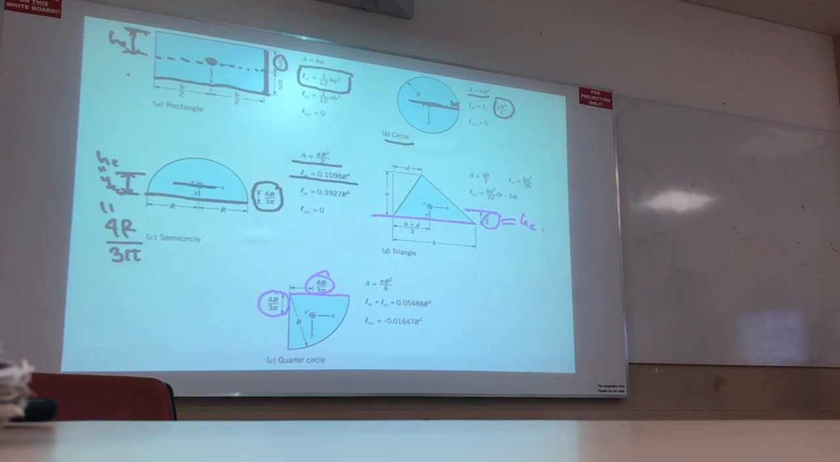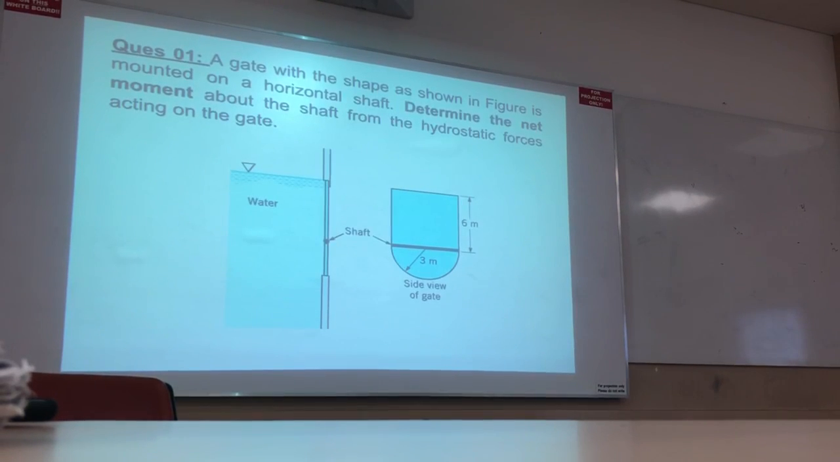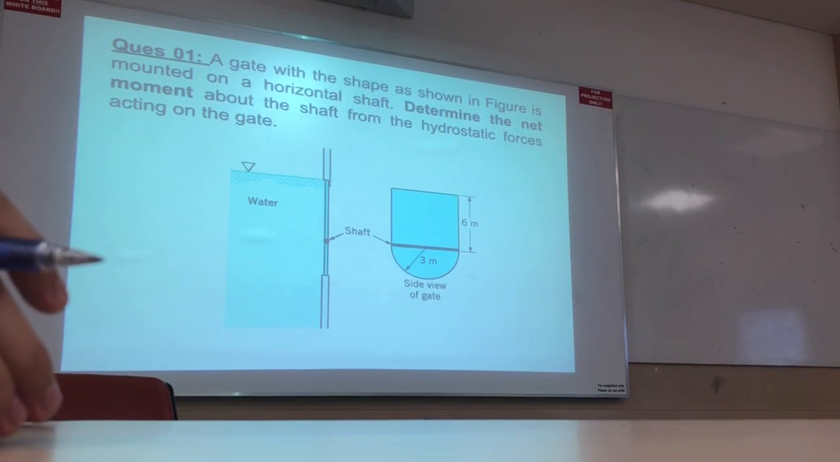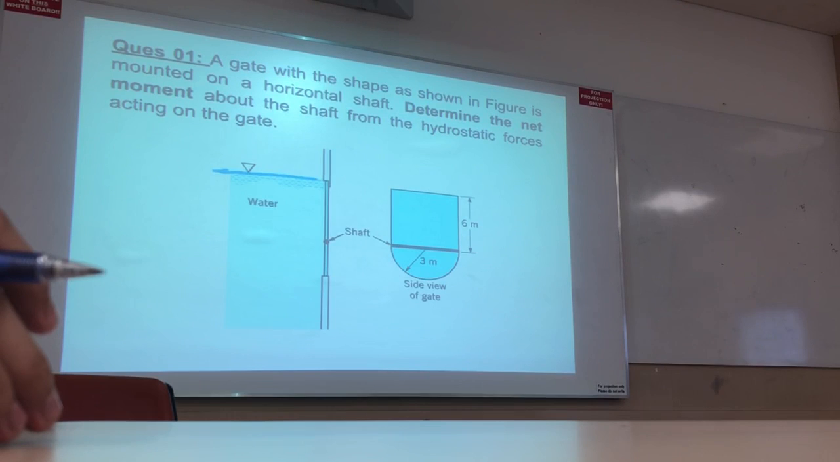You can use it. Okay, so the first question is related to the gate. A gate with the shape. So this is the gate, not this one. This indicates the water surface. So this indicates the surface of the water. Okay, and this indicates the gate. If you look, the green part indicates the gate, and the black one indicates the shaft.